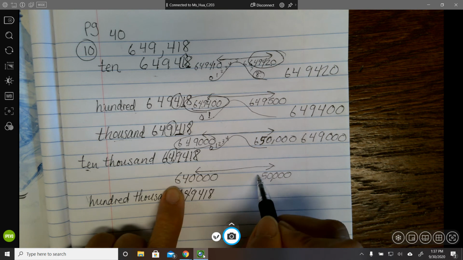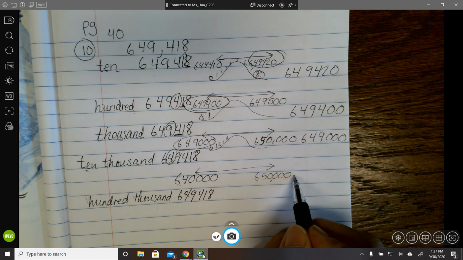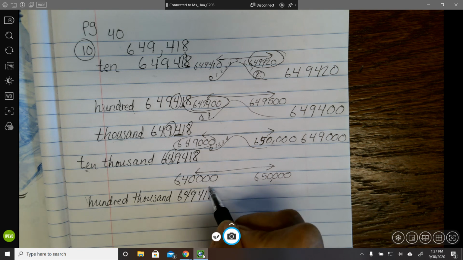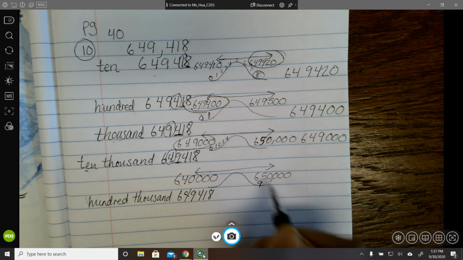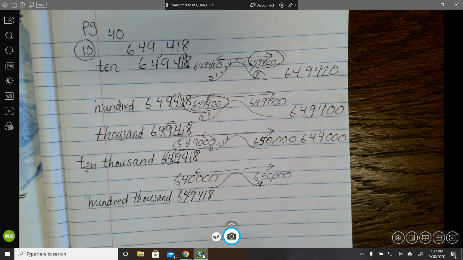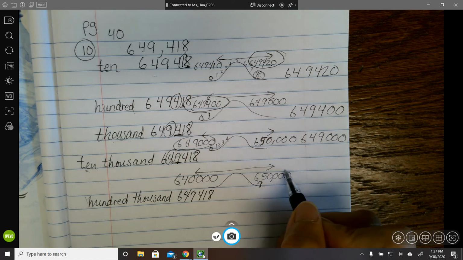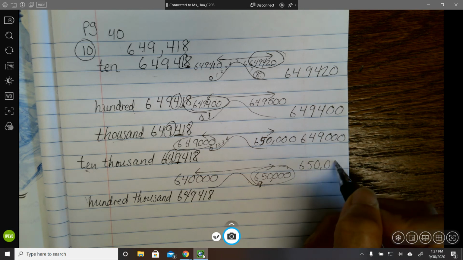Now I'm going to add the 6 back on. So it's 640,000, 650,000. Now, the next part, I'm going to draw my bell curve. I'm going to focus on the 9. Where's the 9? The 9 is all the way over here. Okay, that's the 9 that I'm focusing on. And so if it is over here, I'm rounding it up to 650,000.